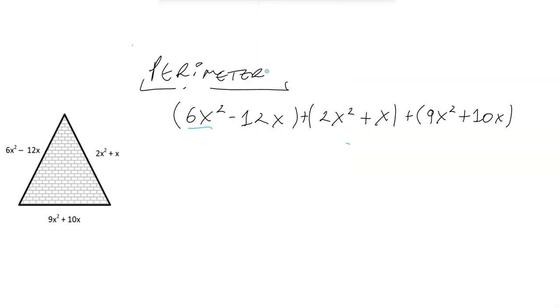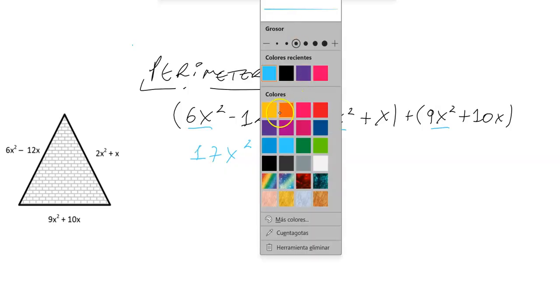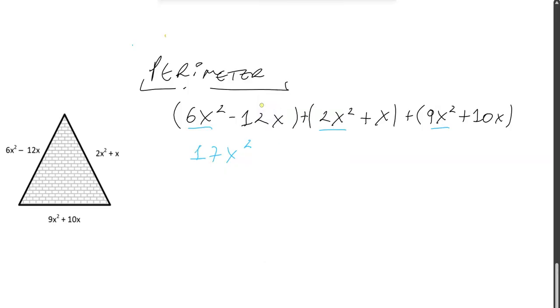Let's put together the x squared, all these three. So 6 plus 2 plus 9. 6 plus 2 is 8 plus 9. That will be 17x squared. Then we're going to take another color for this, yellow, for the x's, this, and this. So I have negative 12 plus 1. x is negative 11 plus 10 is only negative 1, only 1x. So that one is going to be negative x.